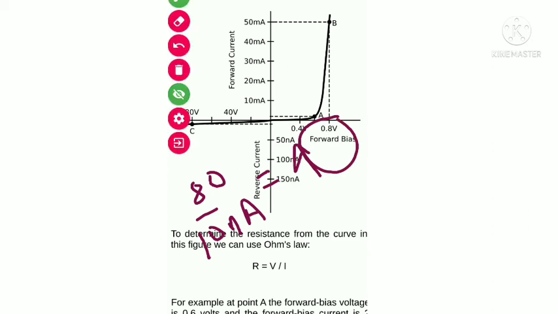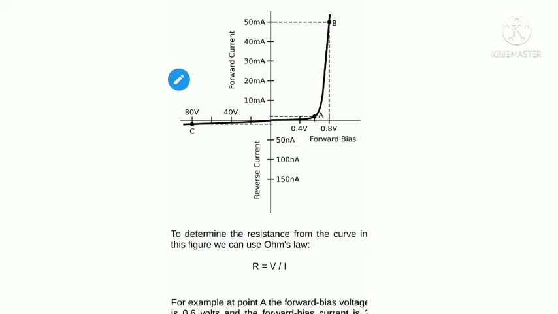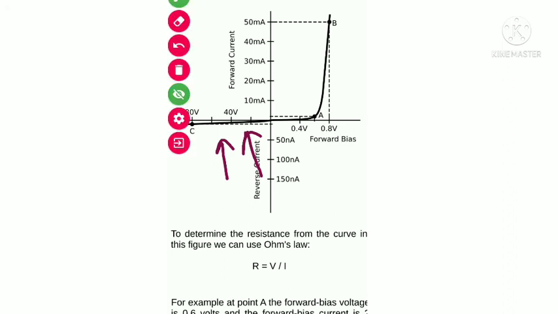So this is the characteristics of the diode. In the forward bias, as the current increases, the value of the resistance decreases, and in reverse bias, as the current increases, the value of the resistance also increases. As the voltage increases, resistance will increase. So this is the basic characteristics of the diode.